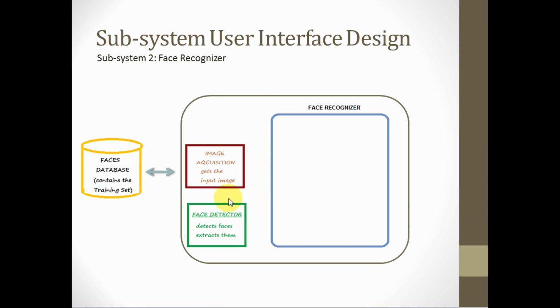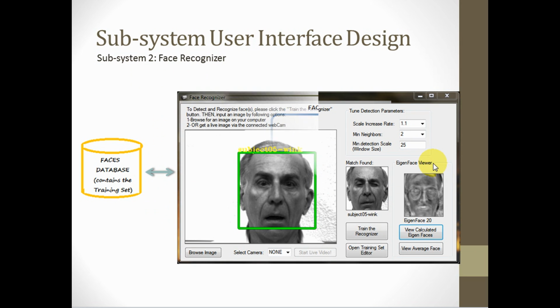So let's see. Now this is the logical design of our subsystem 2, the face recognizer, where these components, image acquisition, face detector, and face recognizer, together work with the faces database to recognize a face by multiple functions that we had discussed in the analysis phase. Now when we implement it using some user controls, it will look something like this.